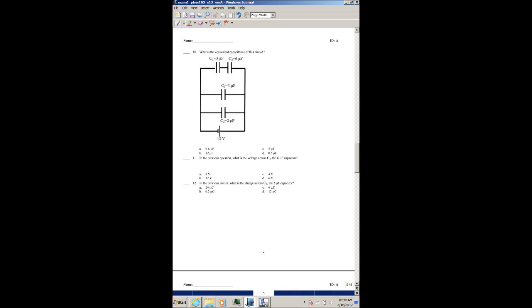What is the equivalent capacitance of this circuit? First we want to break these down. 1 over 3 plus 1 over 6, of course, is 2 microfarads, and that gives us a 2, a 1, and a 2, so that's 2 plus 1 plus 2. It's 5 microfarads, so number 10 is C.